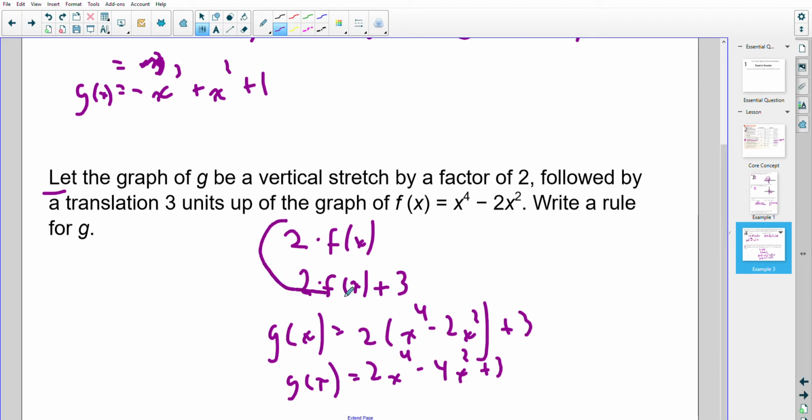Oftentimes, this is helpful in understanding what you have to do to the function in order to write these out. But be careful on these. Slow down, really take your time. Remember, if it's a horizontal shrink or stretch by a factor, you're doing something to the x, but you're also having a number that's the reciprocal of the 2. Again, that's if it was a horizontal stretch or shrink. So be careful with those types of problems.